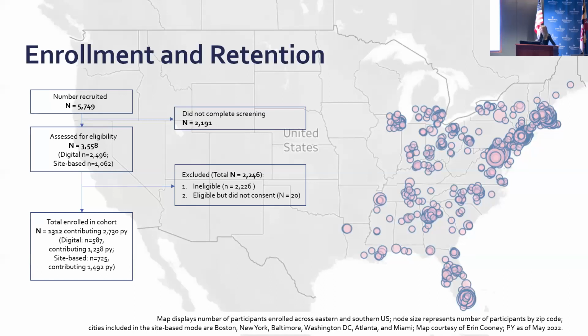Overall, we enrolled 1,312 participants in the cohort, 587 within the digital mode and 725 in the site-based mode. What's been really nice is that within our study population, participants are quite mobile. When someone left a city or moved out of a study city, they were still eligible if they stayed in Eastern and Southern US. They could participate remotely through the digital arm. So we had several participants who transitioned between site-based and digital modes, or across multiple cities within the digital mode arm.